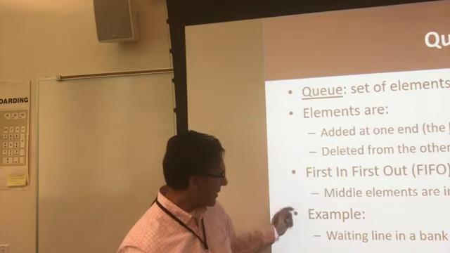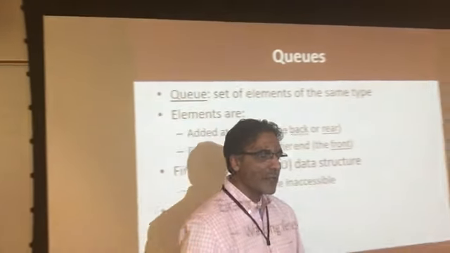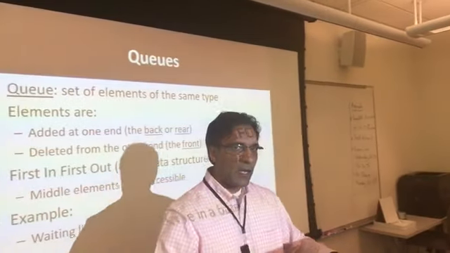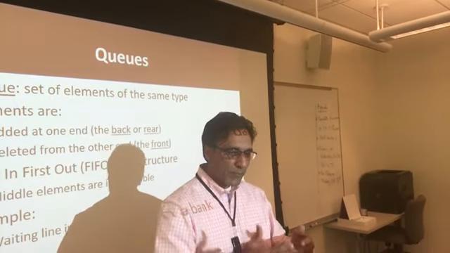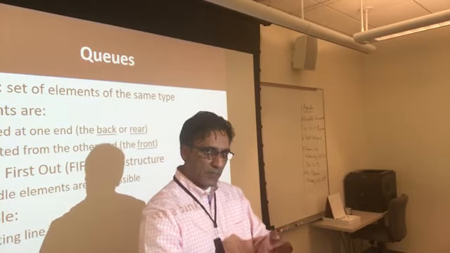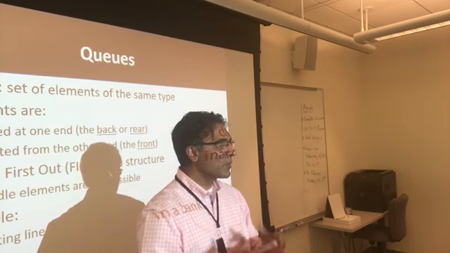An example given here is a waiting line in a bank. When you go to the bank, you're waiting in a line to see a teller or a cashier. So you are the first one in that line. There are people behind you. So which individual will be served first?